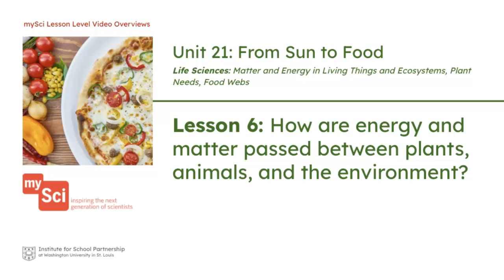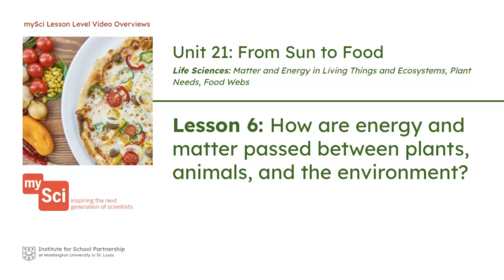Welcome to Lesson 6 in Unit 21, From Sun to Food. In this lesson, students will work together to answer the question, how are energy and matter passed between plants, animals, and the environment? In this lesson, students use food chains and food web models to explore how matter and energy move through an ecosystem. Students figure out that matter and energy flows through a food web, from the sun to producers to consumers. Students make connections to the storyline by learning how living things are connected by food.